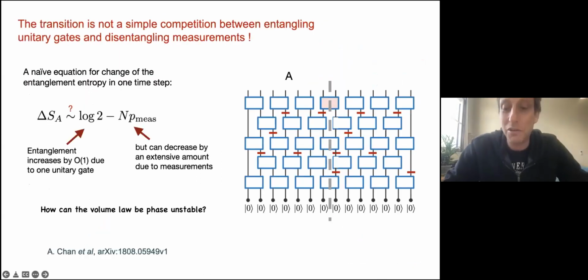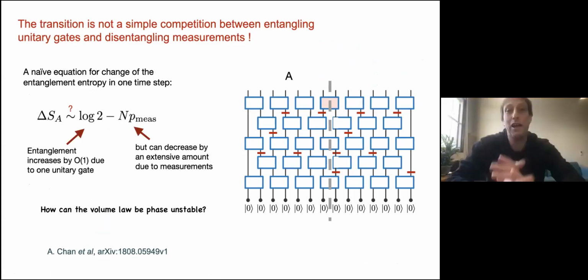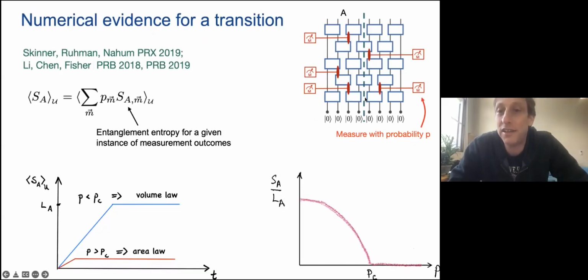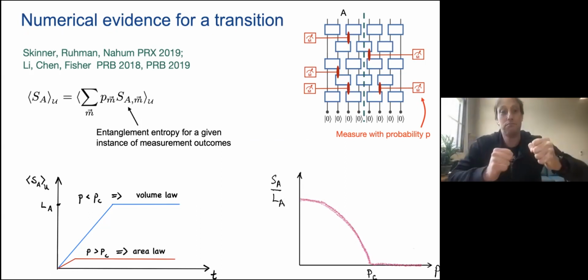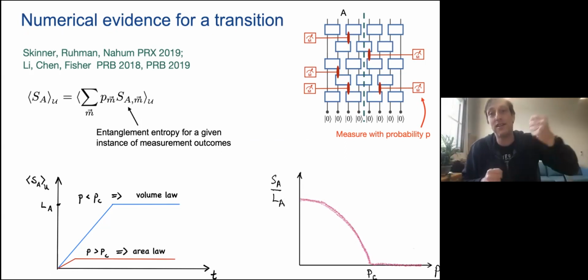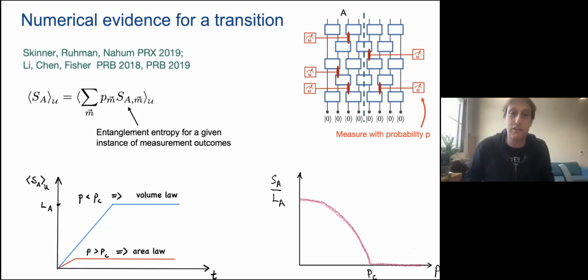Now, I want to point out that initially people looked at this phase transition in a very simple way. They said, well, in this circuit, I have measurements which disentangle qubits, and I have unitary gates which entangle them. So there is a competition between the disentangling measurements and the entangling unitary gates. And that competition gives rise to a phase transition.